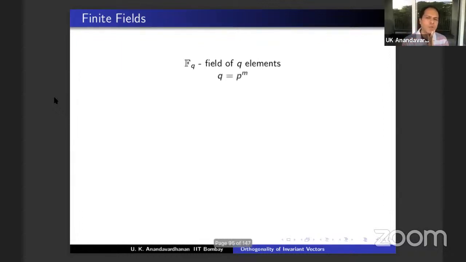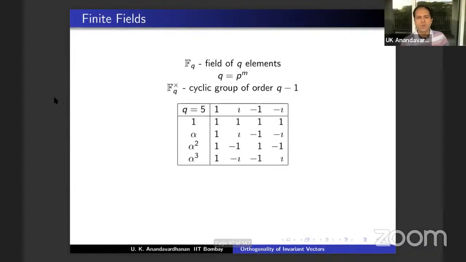FQ is a field of Q elements. Q is some power of a prime number P. And FQ star is the multiplicative group. As you know, it's a cyclic group and its order is Q minus 1, all non-zero elements. Let me write down the character table in one particular case just to illustrate where the ambiguity can come from. So Q equal to 5. So Q minus 1 is 4. The field is all fourth roots of unity together with 0, and characteristic 5. One fourth root of unity you fix as i, and then the other primitive fourth root of unity is minus i.